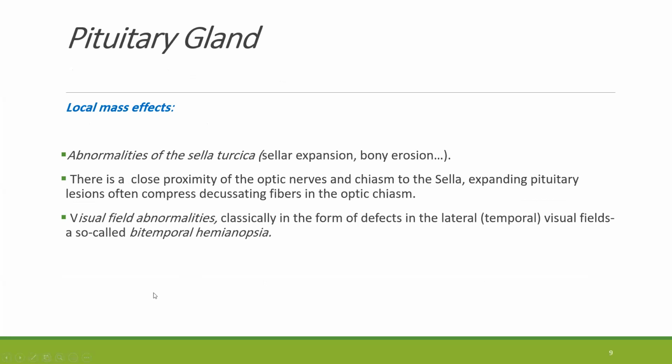Many times, as a local mass effect, the adenoma or the enlarged pituitary gland neoplastic process compresses the optic chiasm and causes the most common one, what we call the bitemporal hemianopsia. So bitemporal hemianopsia is a very common finding in case of compression by pituitary adenoma into the chiasm.